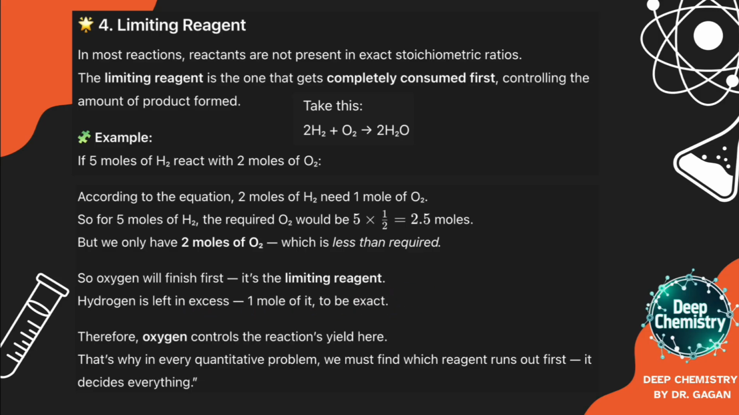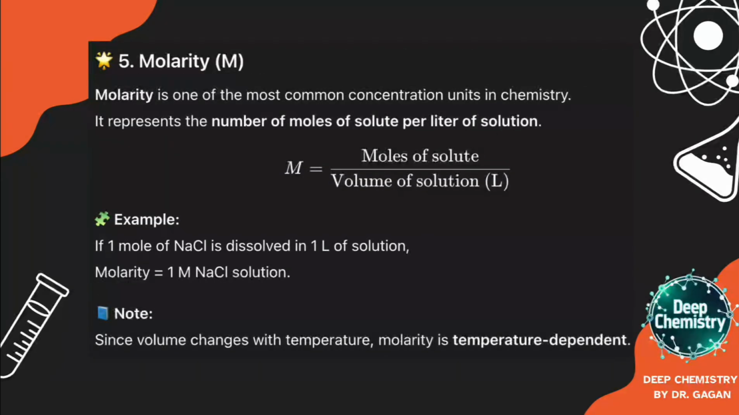Hydrogen is left in excess. Therefore, oxygen controls the reaction here. That's why in every quantitative problem we must find which reagent runs out first. It decides everything.